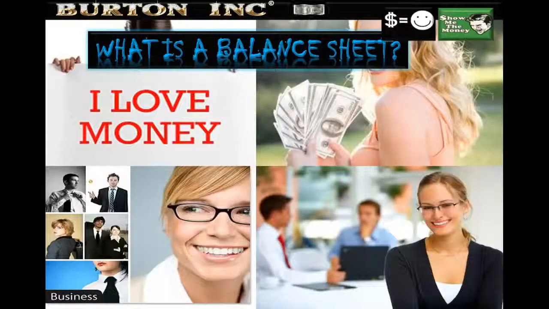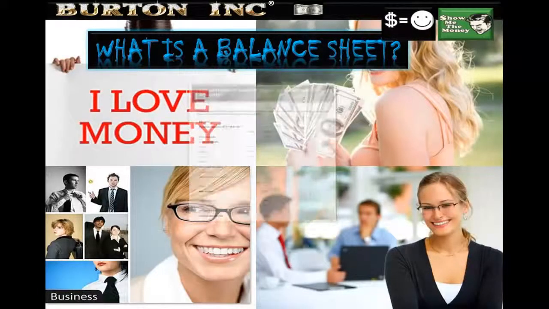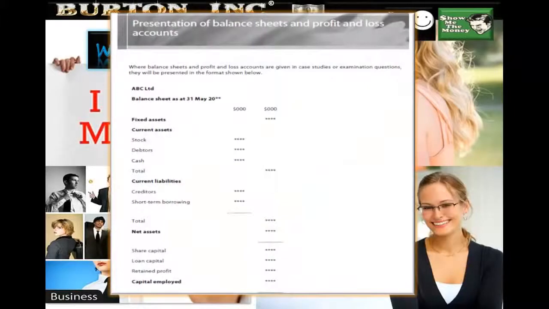A nice little explanation there from Investopedia, as always. Very easy to understand. Assets, liability, and equity. Three parts to the balance sheet. Show me. Here we've got the standard format as required, as presented in IB Business and Management exams: fixed assets, current assets, current liabilities, net assets, and capital employed.